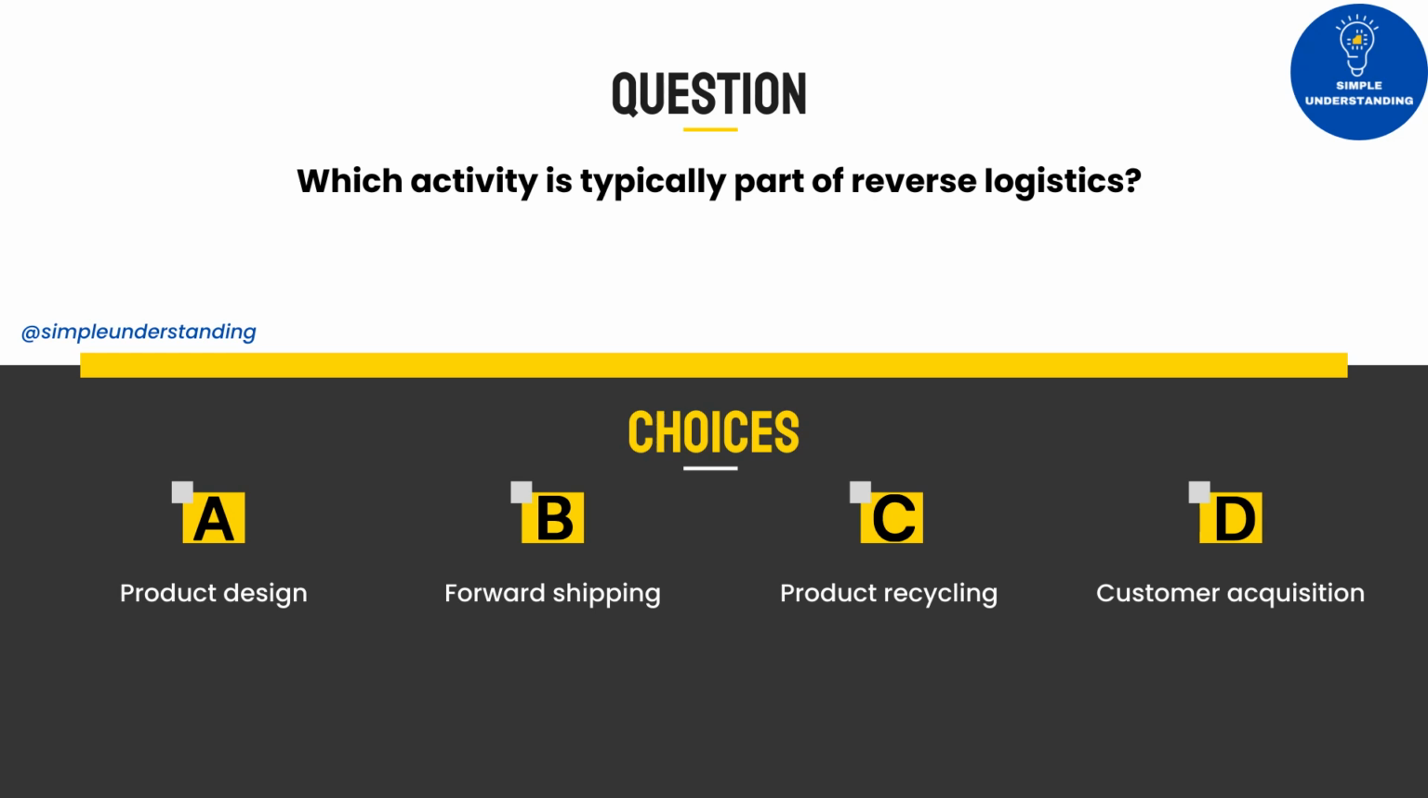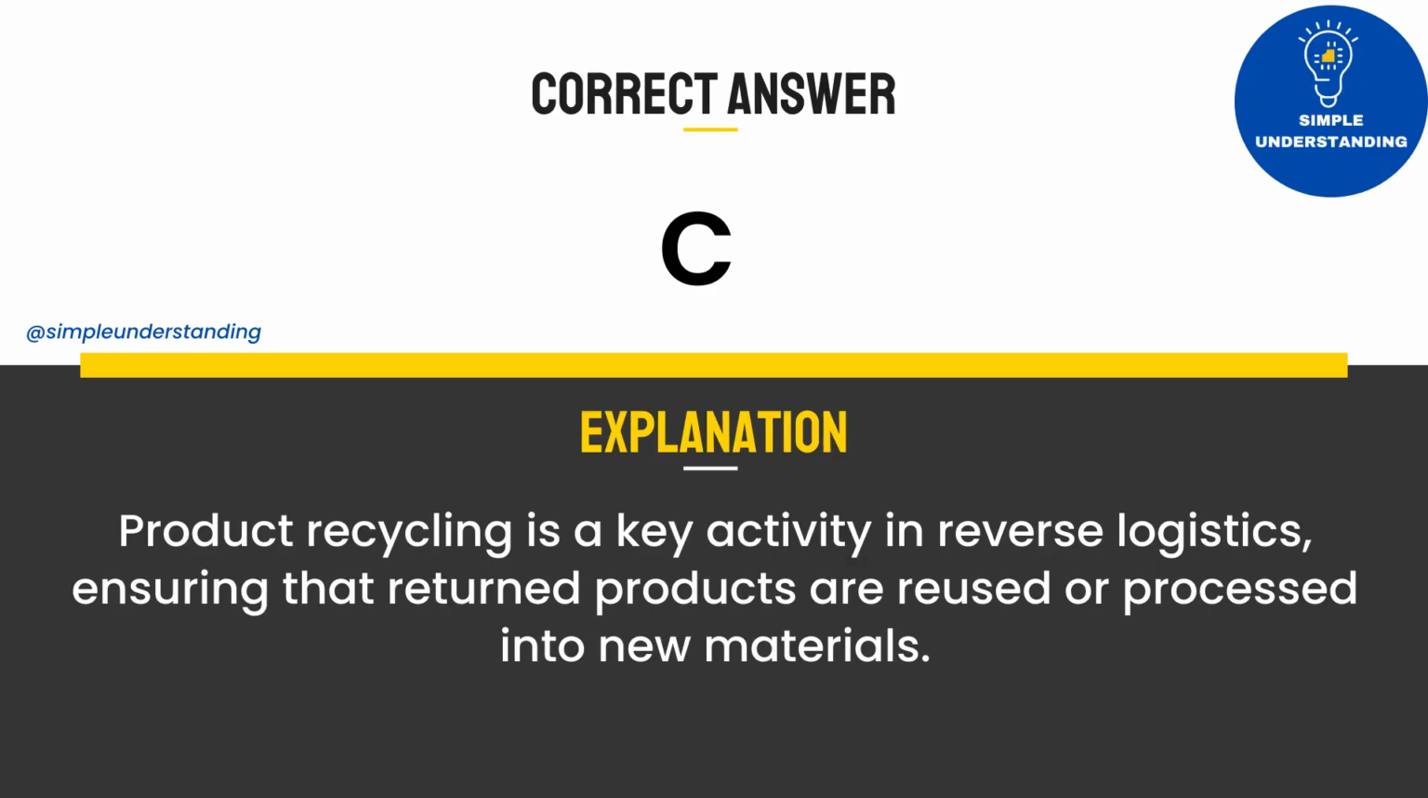6. Which activity is typically part of reverse logistics? A. Product design. B. Forward shipping. C. Product recycling. D. Customer acquisition. Correct answer: C. Overall explanation: product recycling is a key activity in reverse logistics, ensuring that returned products are reused or processed into new materials.